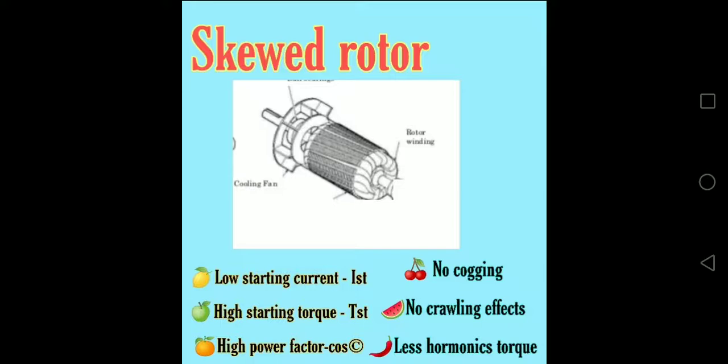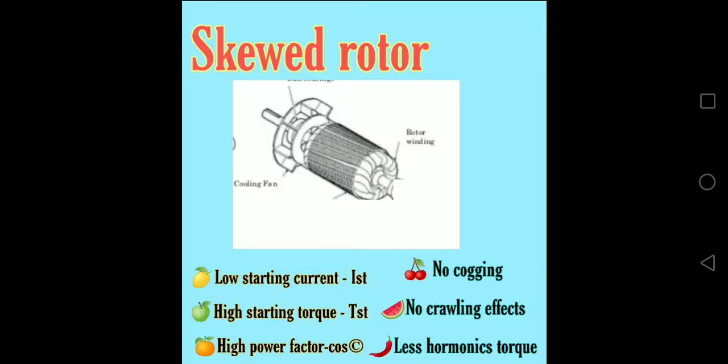Next, coming to the second point, high starting torque. Because resistance is more, starting torque is also more. Power factor is also more because resistance is more. And in a squirrel cage rotor, there are two effects. One is the cogging effect, and the second one is the crowding effect.